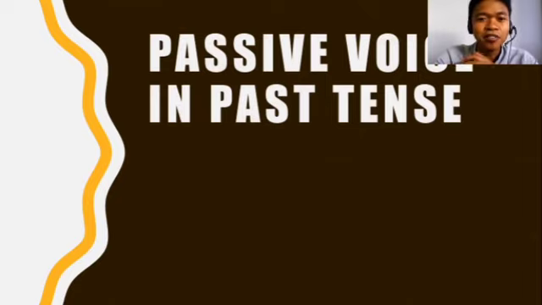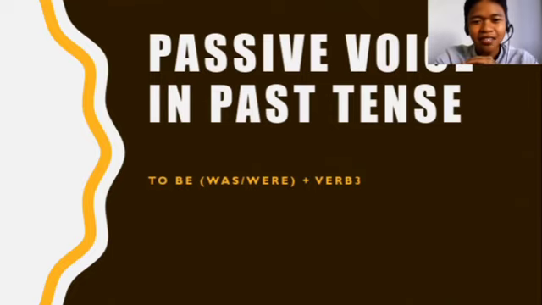Next one, we will discuss the passive voice in the past tense. It's a similar rule, but we have a different to be. We use to be and verb 3, and of course the to be will be changed with was and were. Remember, in the present we use is, am, are, but in the past we use was and were.